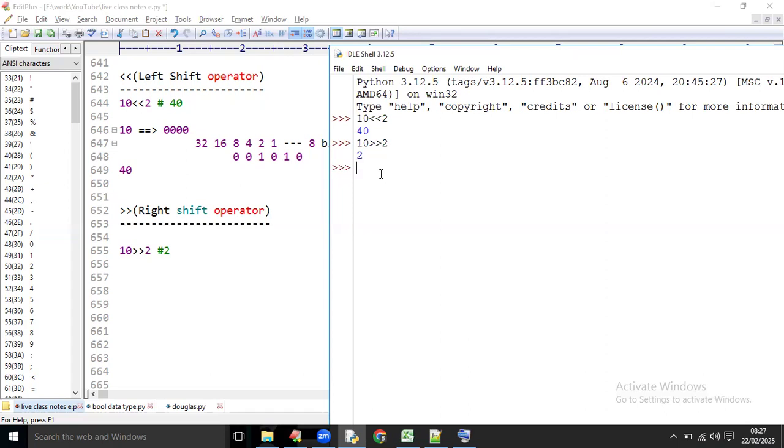Now I want to perform Boolean operations for this. Bool means either true or false. Let's see what it will give. Now I want to consider true and false for these bitwise operators, and see what the output will be for these bool operations.